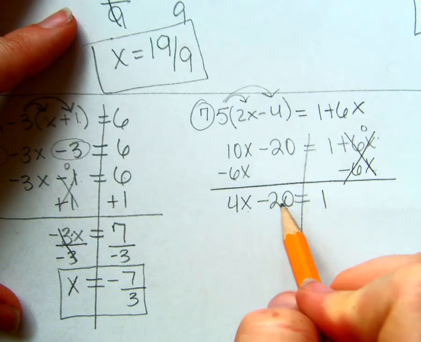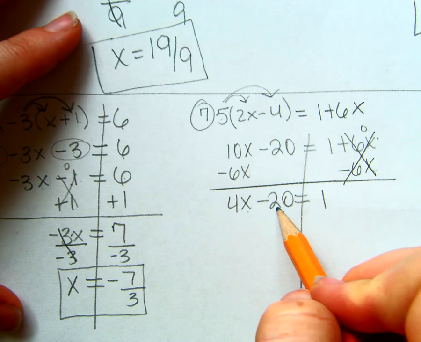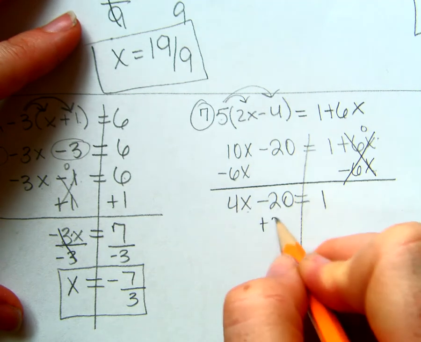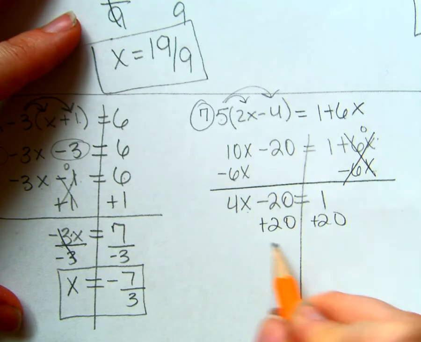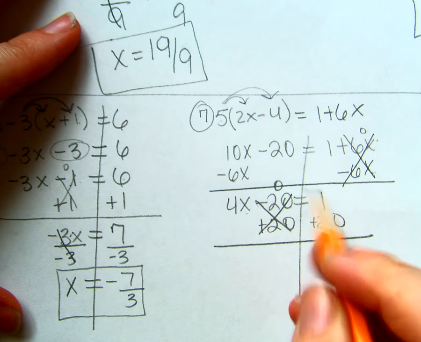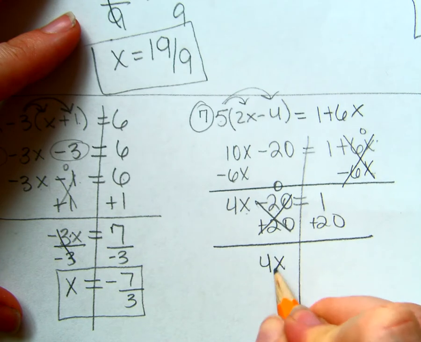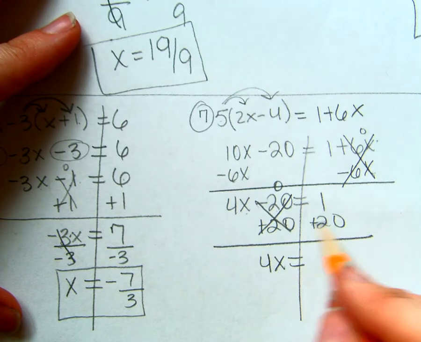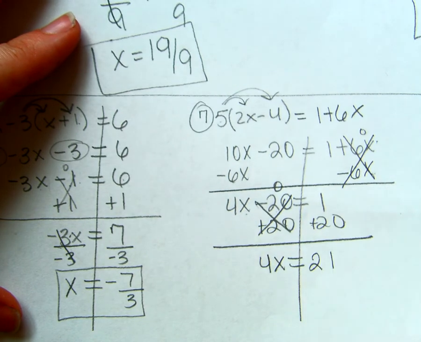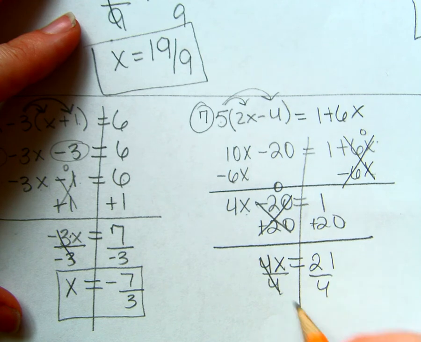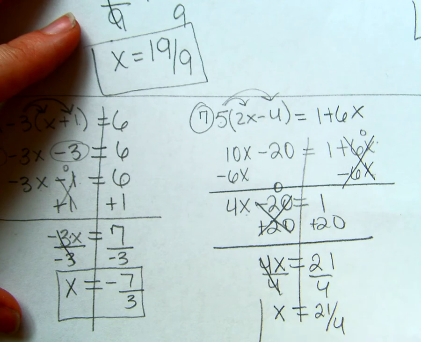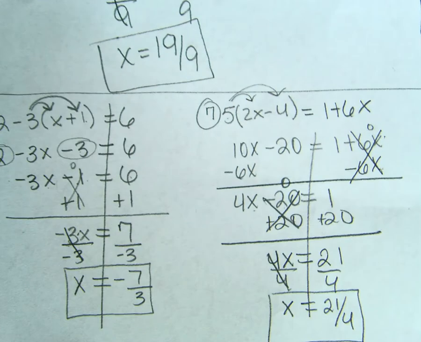Find the variable, find anything added or subtracted to it, get rid of it. So negative 20 and positive 20 come together to make 0 like I need it to, leaving me with 4x on the left side. 1 plus 20 is 21 on the right side. Divide by 4, and x is equal to, and I'm just going to leave it as 21/4. If you want to go to a decimal, go crazy, but I'm just going to leave it as 21/4.